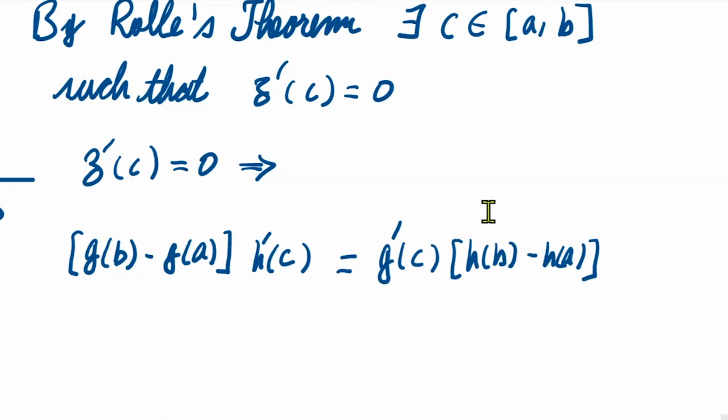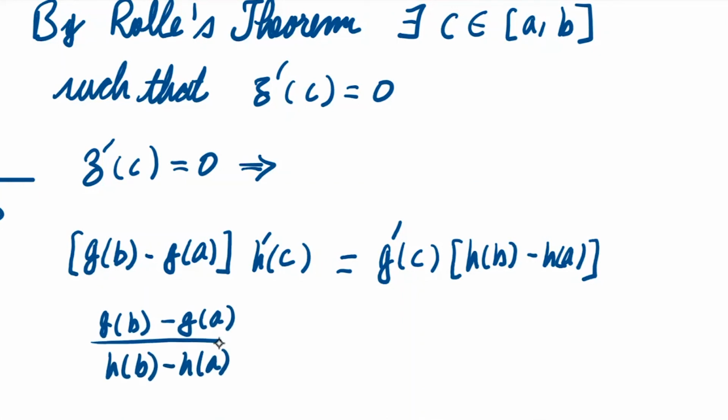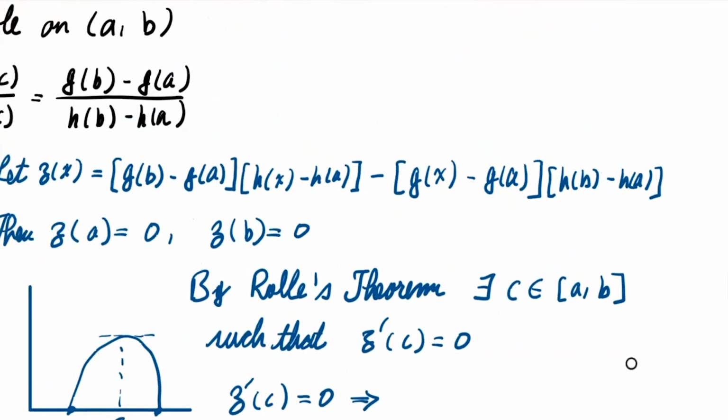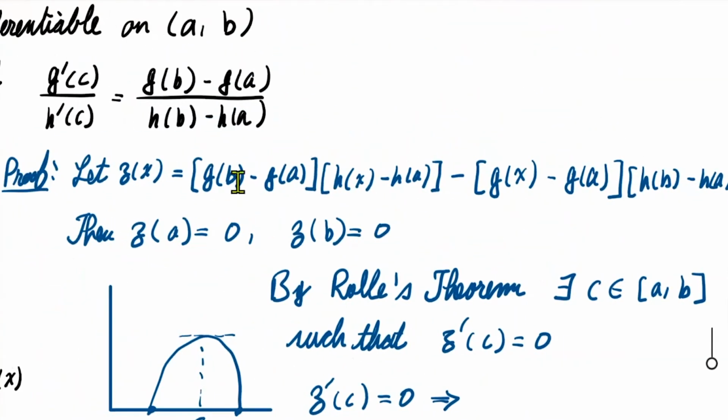I'm going to divide both sides by this. So now on the left-hand side, it becomes G of B minus G of A over H of B minus H of A. Good. I'm going to also divide both sides by H prime of C. So I have G prime of C over H prime of C. Wow, why does that look so familiar? Because that's what we set out to prove in the first place. There's your Cauchy's theorem. Dang, huh?